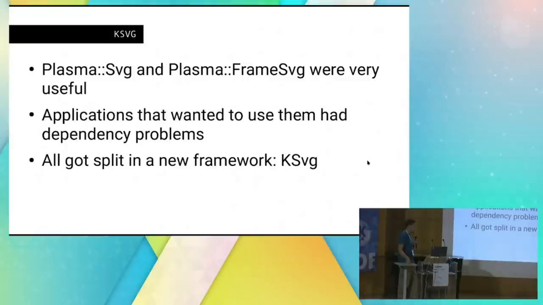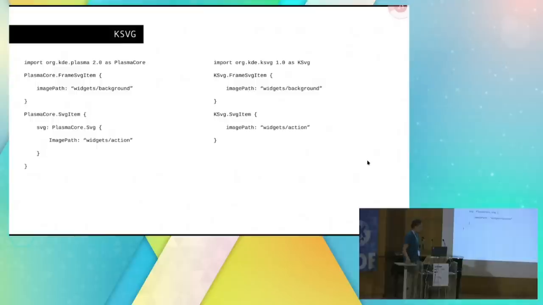For now, if you were using it, porting it is very simple. It's pretty much just changing the import, changing the namespace, and it's okay. All the old API still works for simple SVG items. You are now just recommended to use this more compact form, but the old form still works.